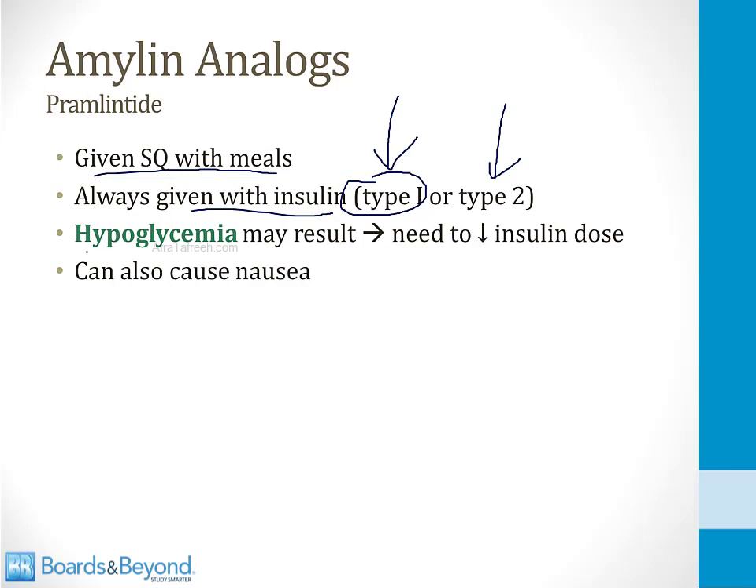The main side effect is hypoglycemia. Since it's taken with insulin, you can get hypoglycemia just from insulin, and then if you add pramlintide, which suppresses glucagon secretion, you have even greater risk of hypoglycemia. Patients who add this drug to their insulin regimen often need to decrease their insulin dose to prevent hypoglycemia. It's also been shown to cause nausea in a significant number of patients.